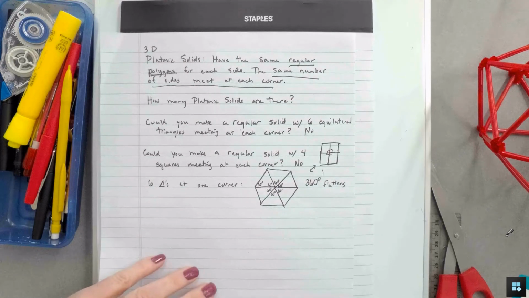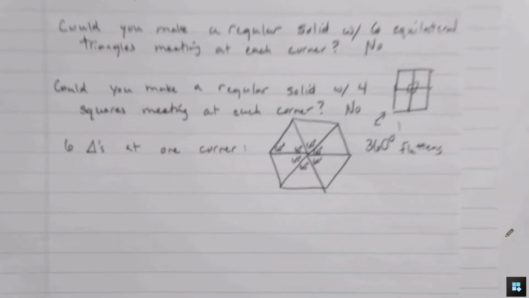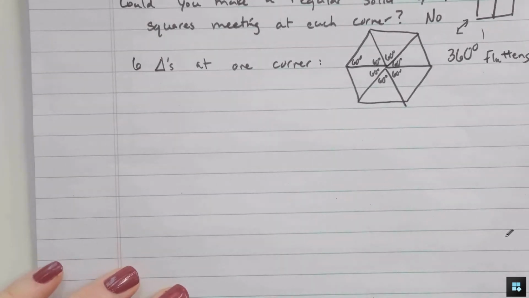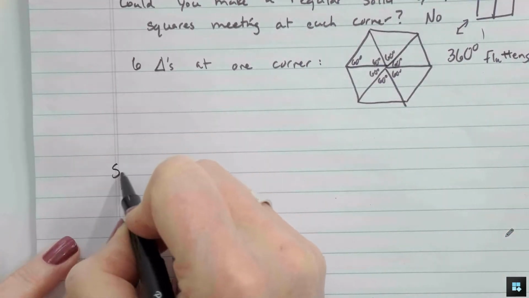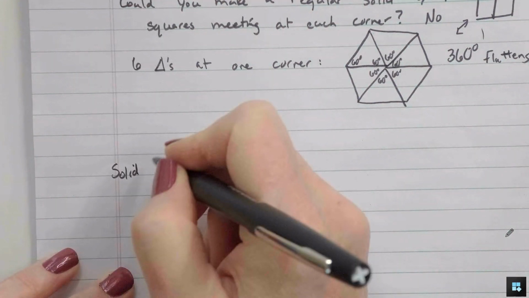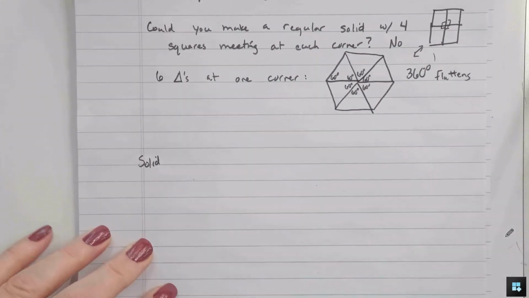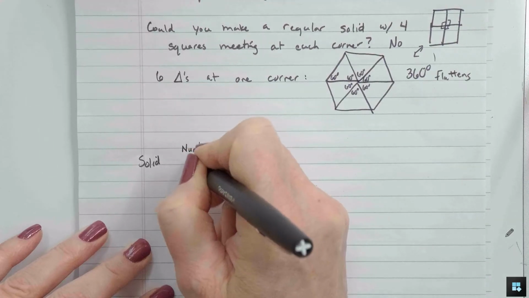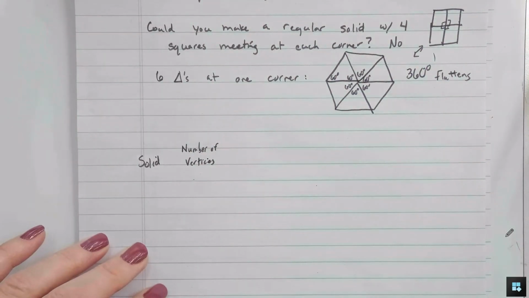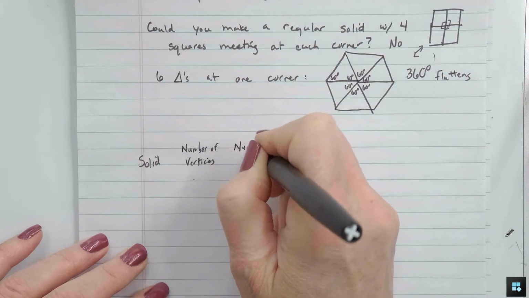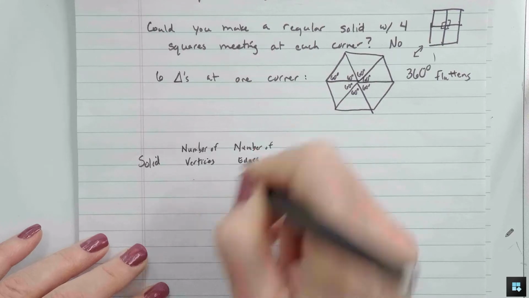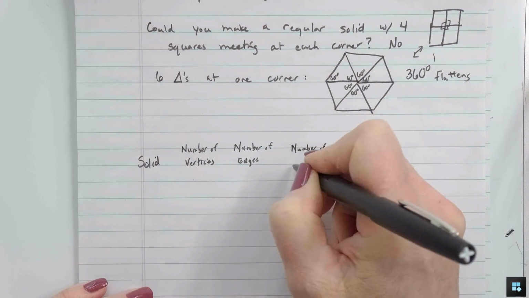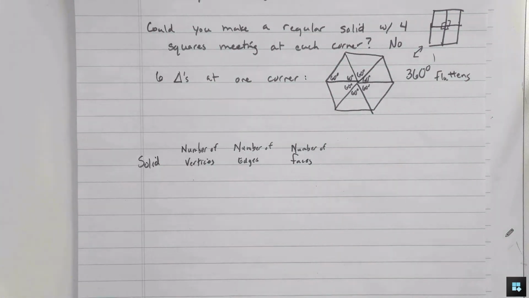But I'd like you to explore the Platonic solids more carefully. So we're going to make a chart and quantify them. So we're going to look at each solid and count how many vertices there are. Vertices are another name for corners. Okay. How many vertices, or the number of vertices, also count the number of edges, count the number of faces, and the number of faces per vertex.